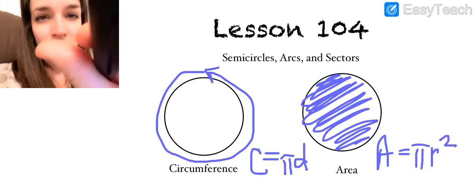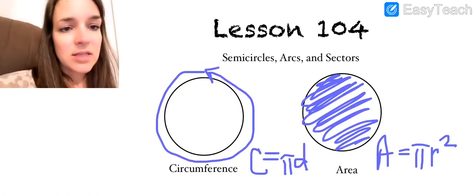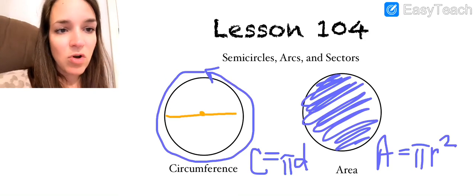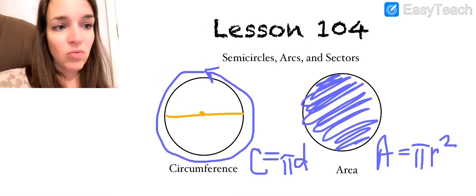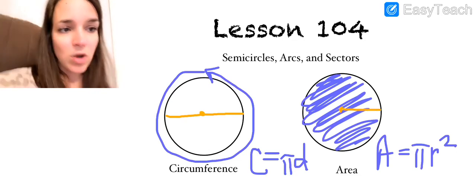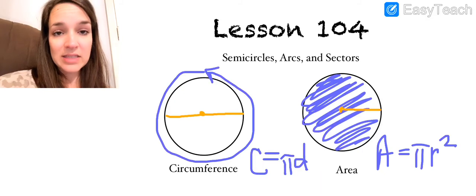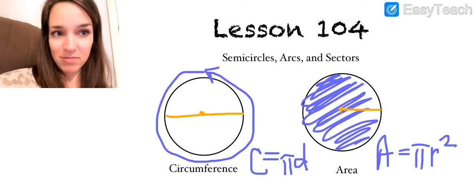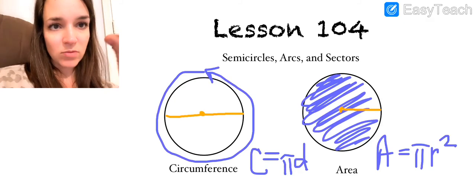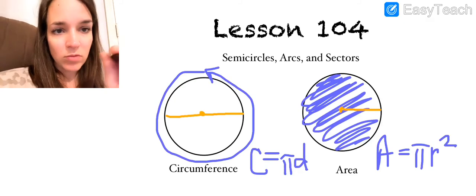Okay, and I know you guys know this, but let's just review it real quick anyway. The diameter, remember, goes through the center of the circle all the way across. The radius starts at the center and just goes out to one point on the outside. So the radius is actually half of the diameter. Okay, just a little quick review there because that's what we're going to need going into the next section here.